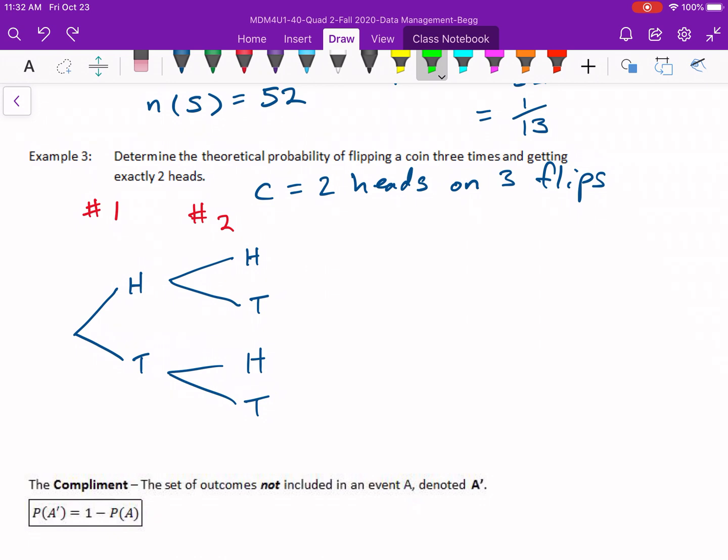Notice how I just highlighted 4 different paths. 1, 2, 3, 4 different paths, and each path is an outcome. So there's actually 4 outcomes if I flip 2 coins. However, this one wasn't about flipping 2 coins, this is about flipping 3 coins, which means that no matter what's happened so far, I'm still going to have an opportunity to get a heads or a tails on the third flip.